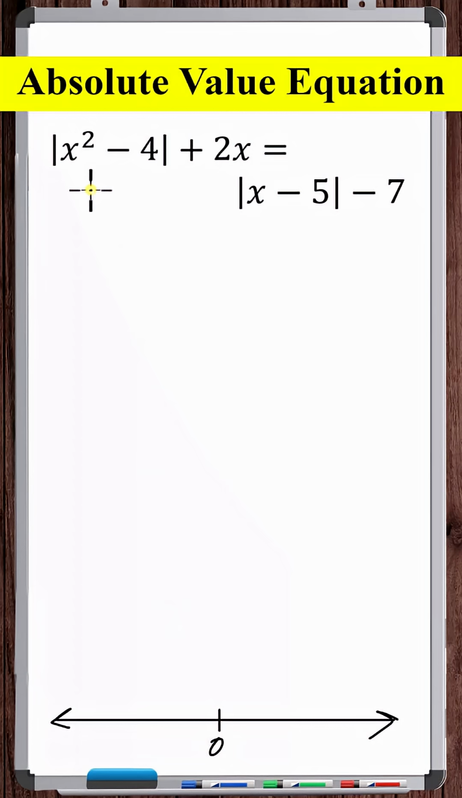Let's solve this absolute value equation. We want to start by drawing a number line. Now we want to mark off the x values where the expressions inside of each absolute value change from positive to negative or negative to positive.